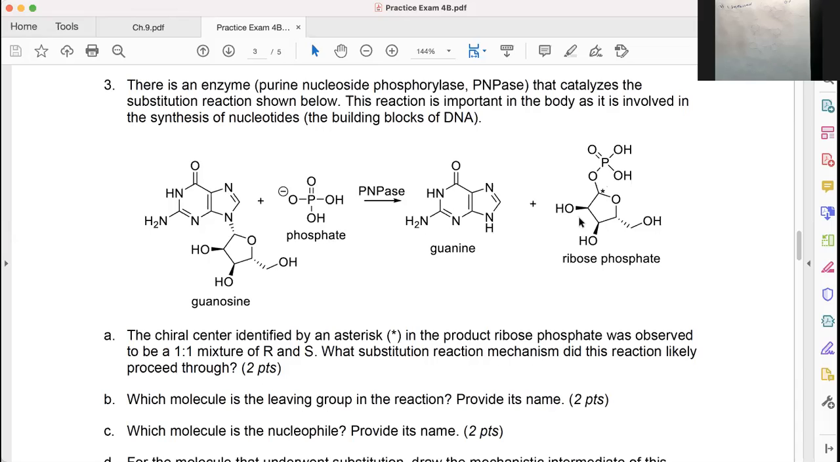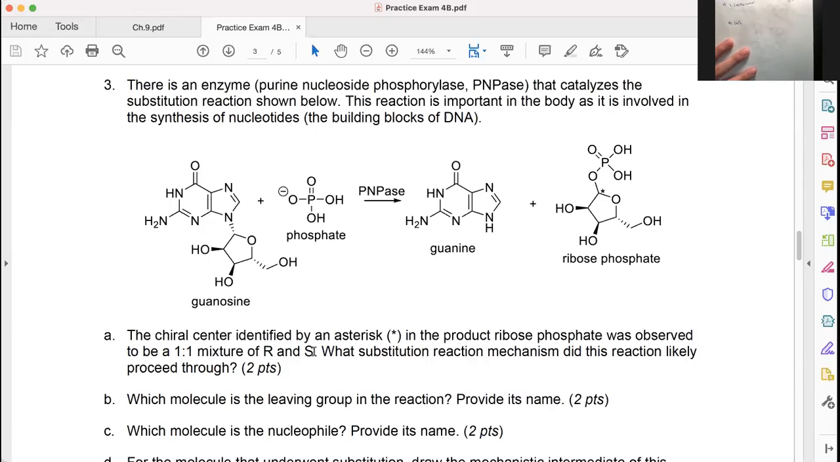So the chiral center identified by an asterisk was observed to have a 1-to-1 mixture of R and S. So now that's more information. What does that tell me about the mechanistic pathway for this reaction? Yeah, awesome. SN1, it was racemic. I love that. You guys are putting all this together. If it's 50% the wedge configuration and 50% the dash configuration, then the only way to get that was through racemization or a carbocation intermediate, the SN1 mechanistic pathway. So yeah, part A is definitely going to be SN1.